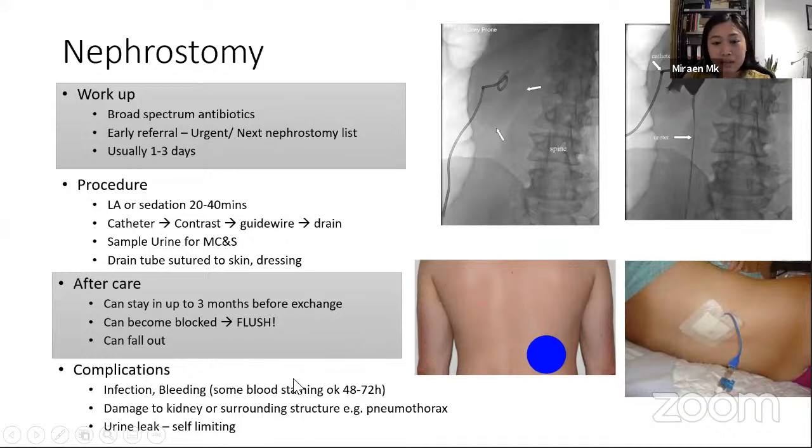The main complication to be wary about is that because of the way that the nephrostomy is inserted, just above or under the 12th rib, there's a risk for pneumothorax. So if they suddenly start struggling with breathing, or if their sats drop, then it's worth having this at the back of your mind and getting a chest X-ray.